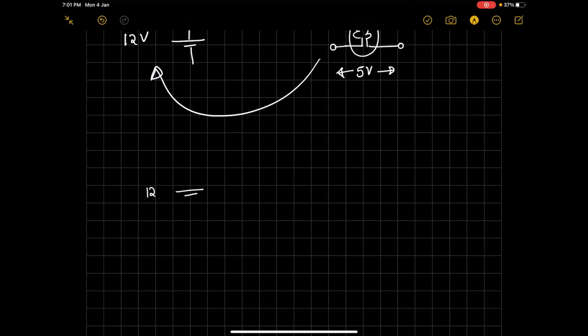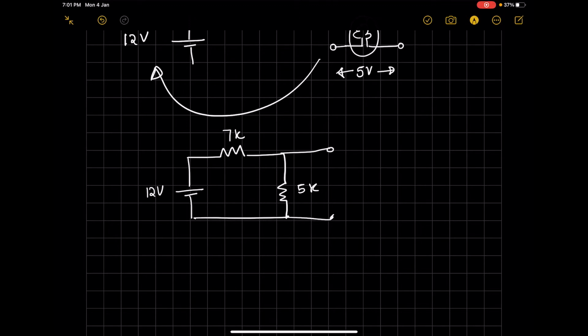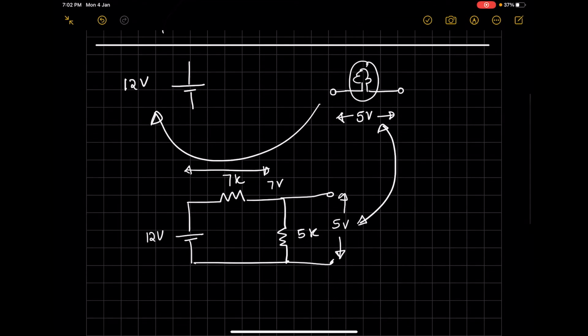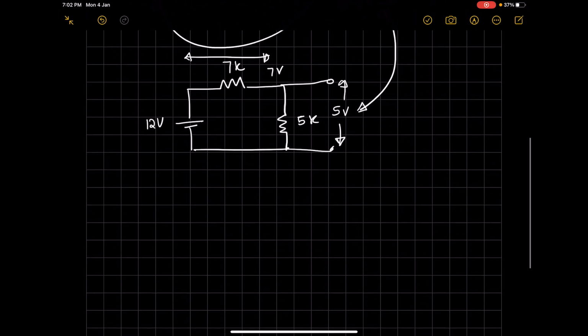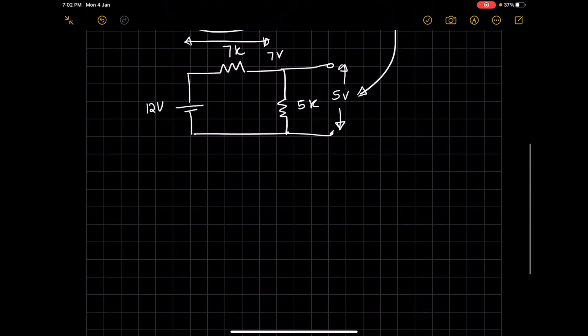You have a 12-volt supply, and to get 5 volt you need to connect two resistances in series. One of value 7k and the other of value 5k. So the voltage across 5k will be 5 volt and the voltage across the 7k will be 7 volt. This is good. Now we have achieved one part of the solution. So we have got the 5 volt required for the bulb. Let's try to connect the bulb across this 5 volt terminal and see what happens.